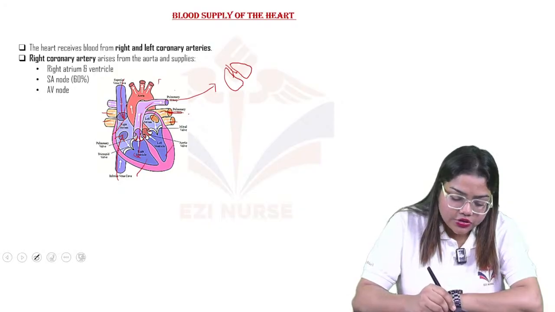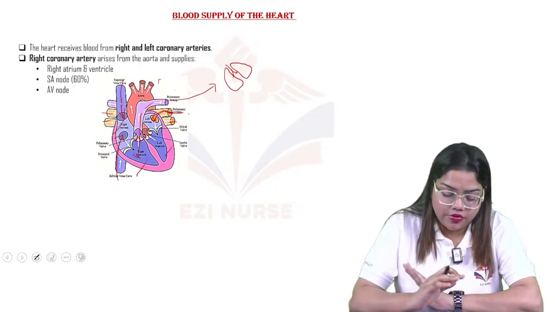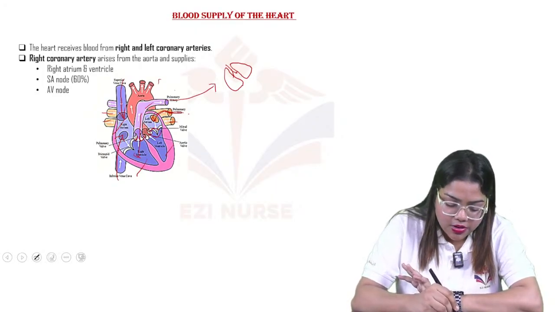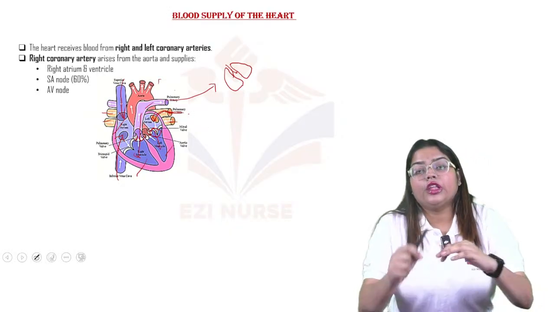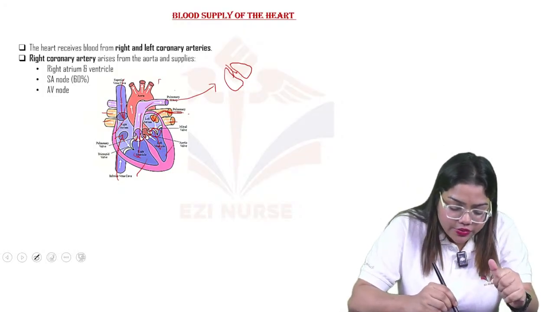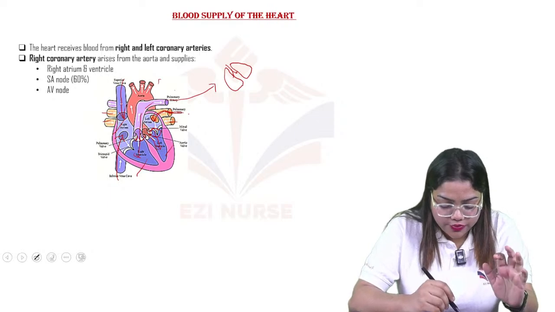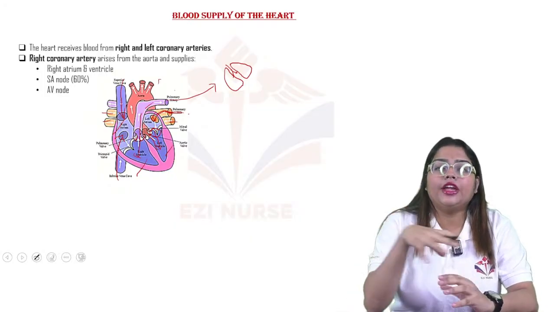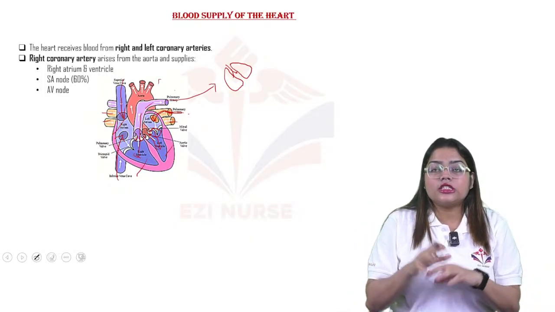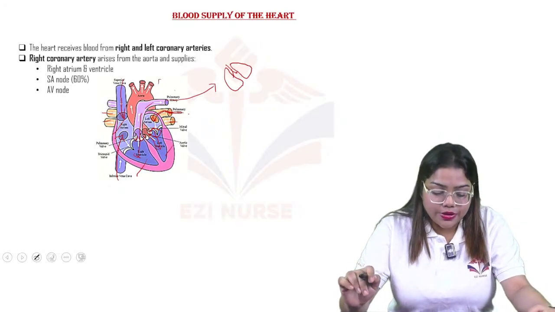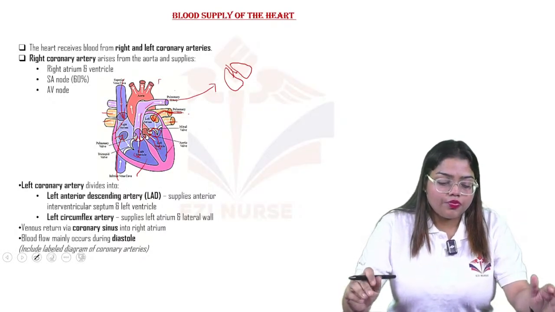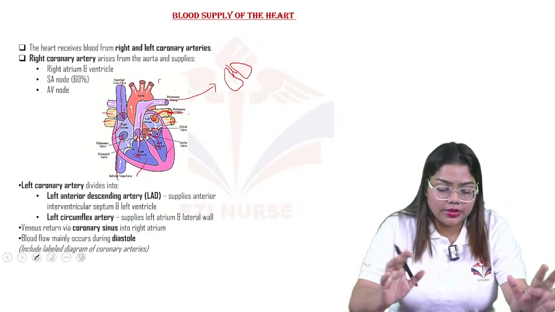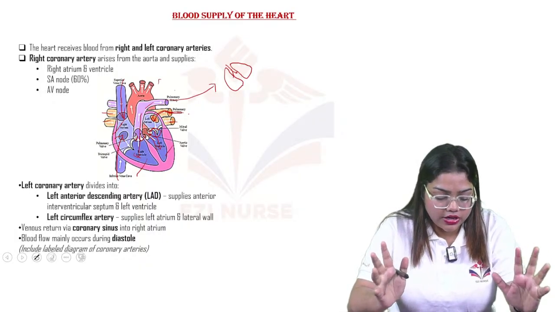It will travel to the left atrium, where it passes the mitral valve. This is our mitral valve. It passes the mitral valve and goes to the left ventricle. Then from the left ventricle, it crosses the aortic valve, and from the aorta the oxygenated blood is supplied to our whole body. So this is how blood circulation actually happens. As we said, we have two types of artery, the right coronary artery and the left coronary artery.